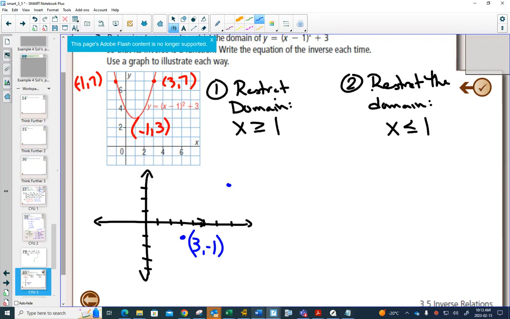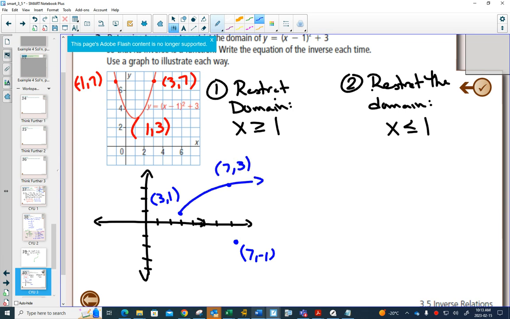Oh my goodness, I'm having issues labeling here, aren't I? Because this is at +1, 3, then I would be at 3, 1. And -1, 7 would be 7, -1. 3, 1 and 7, 3. This would be the inverse.